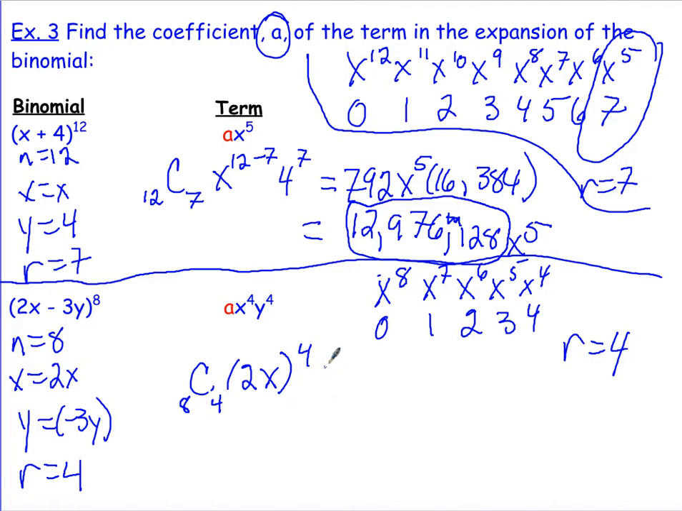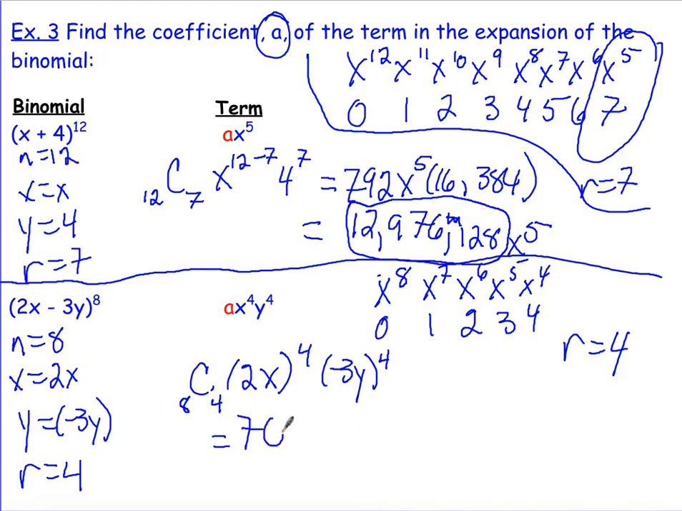There we go. That's better. And then we have y to the 4th. Our y is negative 3y. Okay, so this is negative 3y all raised to the 4th power. And then when you type this into your calculator, 8c4 turns out to be 210. And then you're going to end up with 70. Multiplied, I got ahead of myself here.